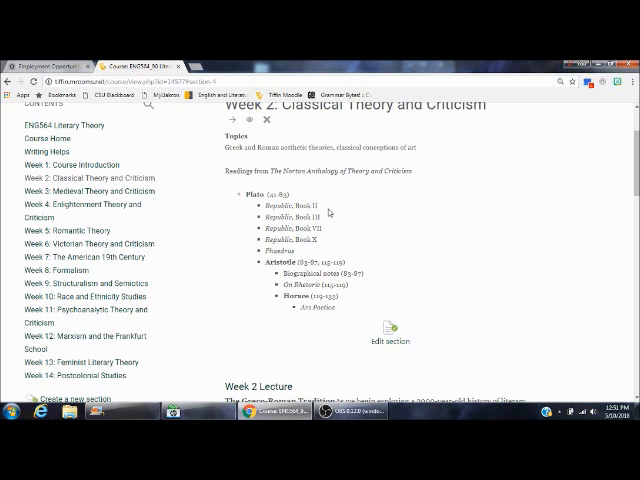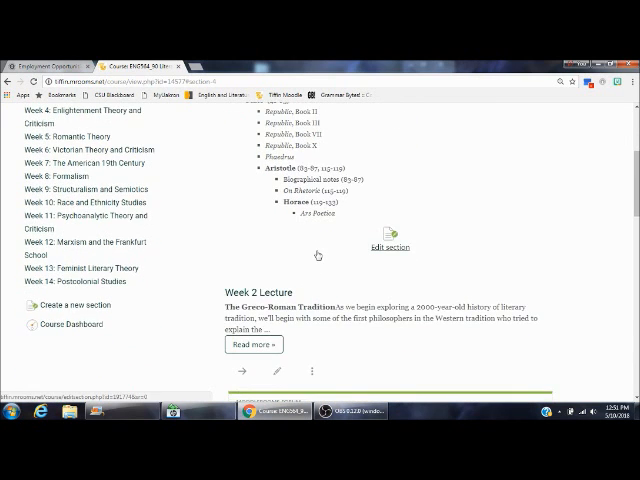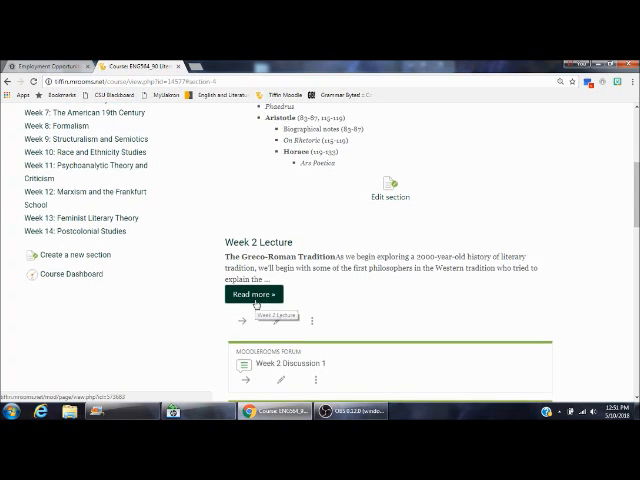And that's just for Plato. And then we're reading Aristotle. There are 2 sections there. And then Horace, Ars Poetica, we're reading that as well. There's a lecture bit that you can read. It's usually just some background information or something helpful for that particular week.